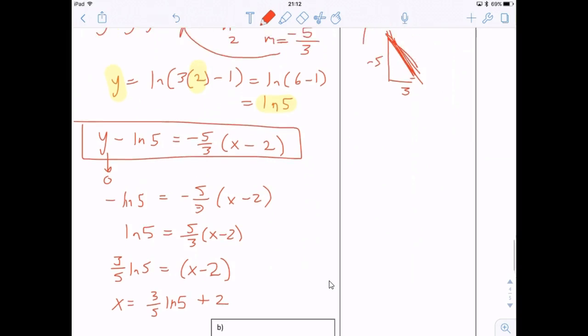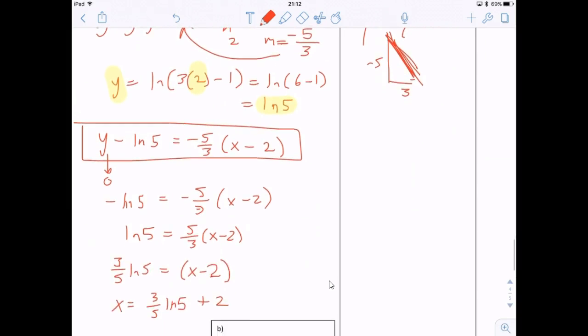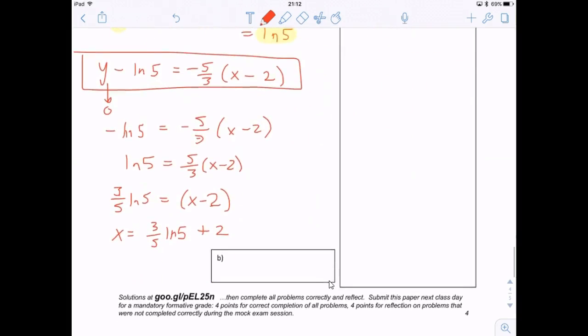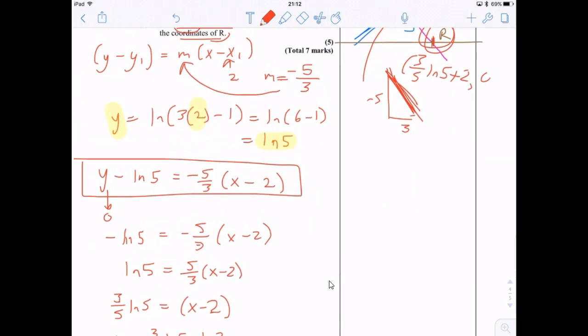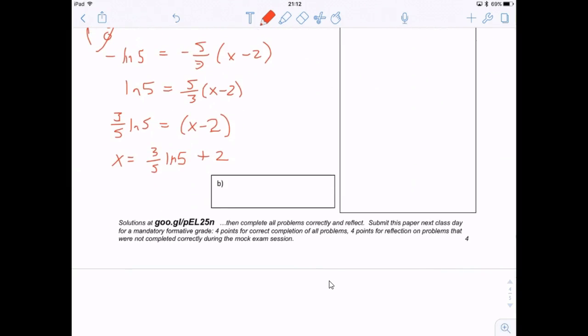And so they wanted the coordinates of R. So R is this point here. We just found out that it is 3/5 natural log of 5 plus 2, comma, 0, right? Since it's the x-intercept, the y-coordinate is 0. From the very beginning, we knew that. Okay? So we're going to write the coordinates here. We're going to put 3/5 natural log of 5 plus 2, comma, 0. That is the coordinates for R.